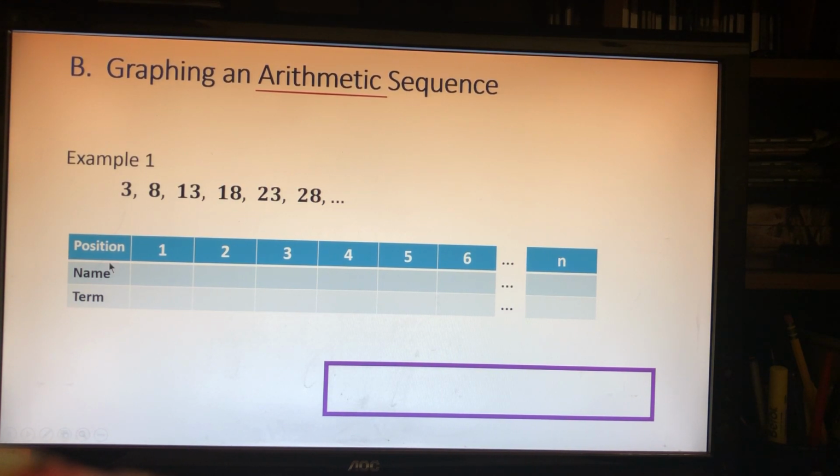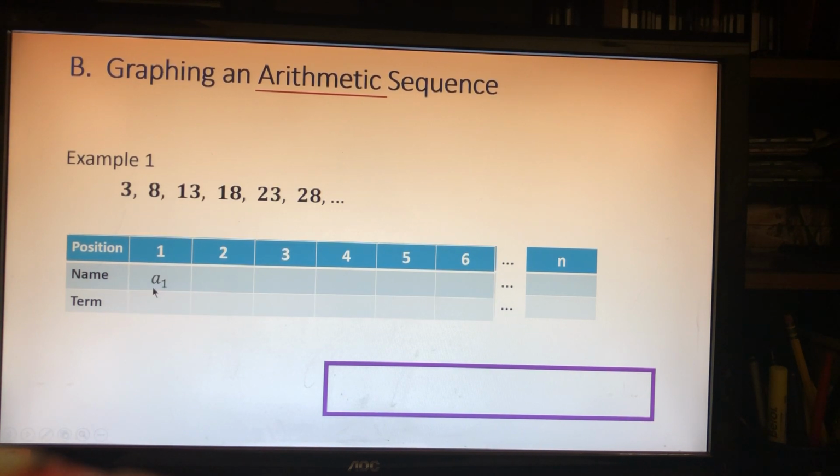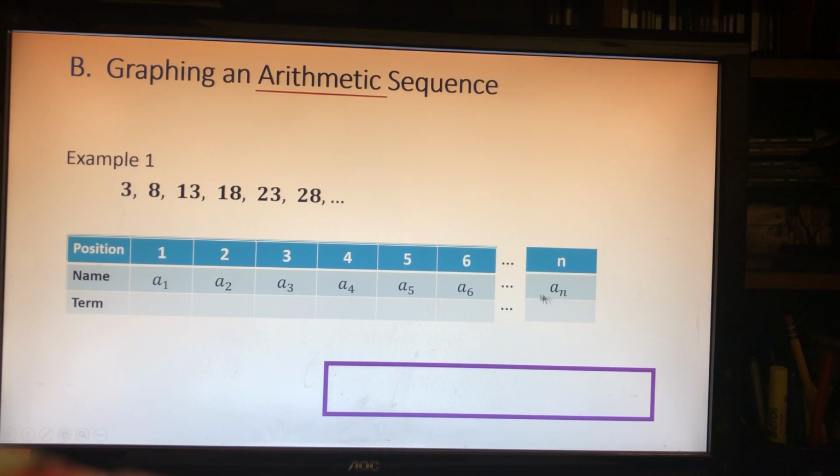Now back to the chart. Every position has a name. They call it the a. Every single thing is in an a position, but the first one is a sub 1. Sub because it's a little subscript. So 3 is called a sub 1. It's in first position. And 8 is called a sub 2. And 13 is called a sub 3. Whatever number is third is the a sub 3 number. And a sub 4, 5, a sub 6. And we call the nth number a sub n.